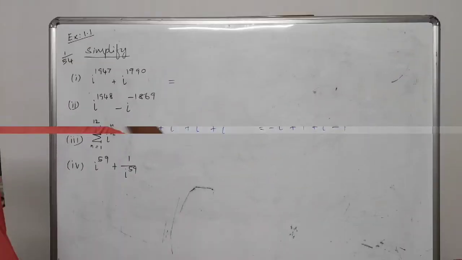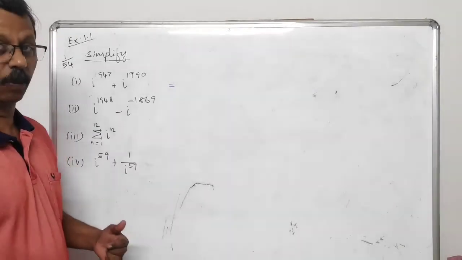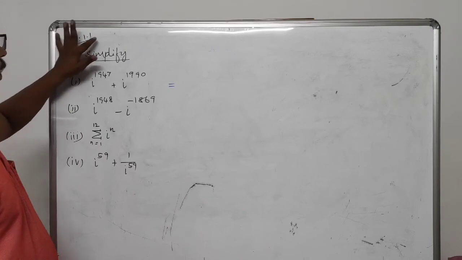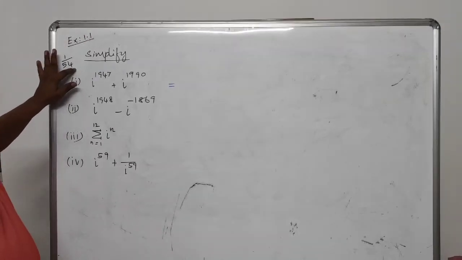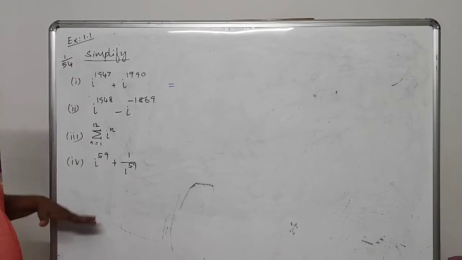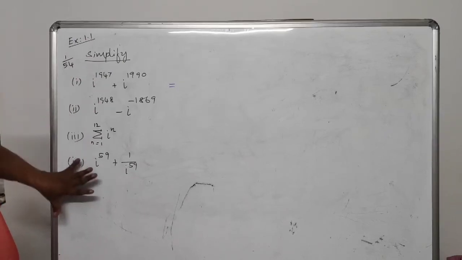Now let us see the exercise problems. This is the first problem of exercise 1.1 given at page number 54. Simplify. Under this heading you are given 6 subdivisions. I have done only 4 subdivisions. Let us discuss now, then we can go for the other subdivisions.